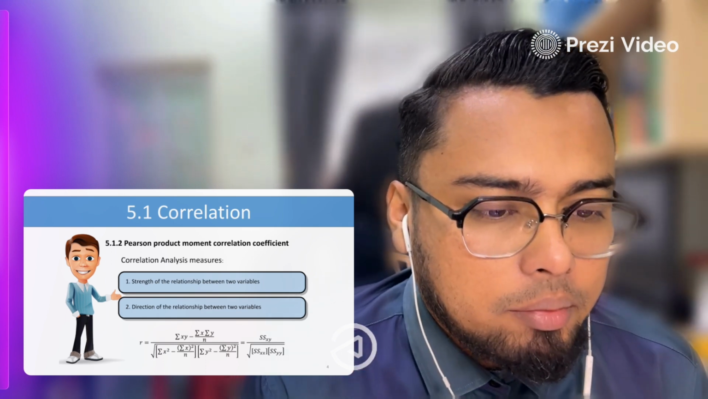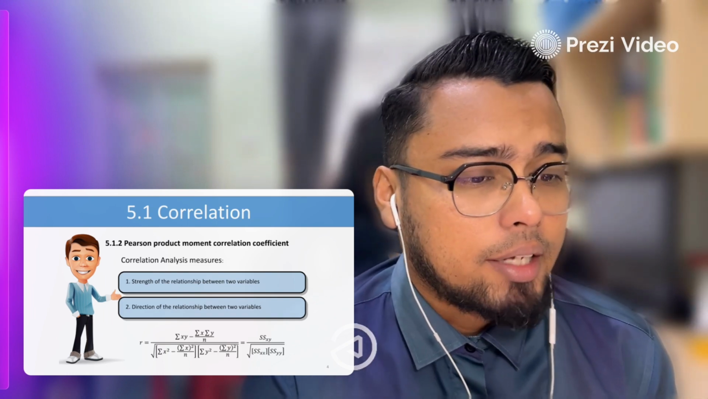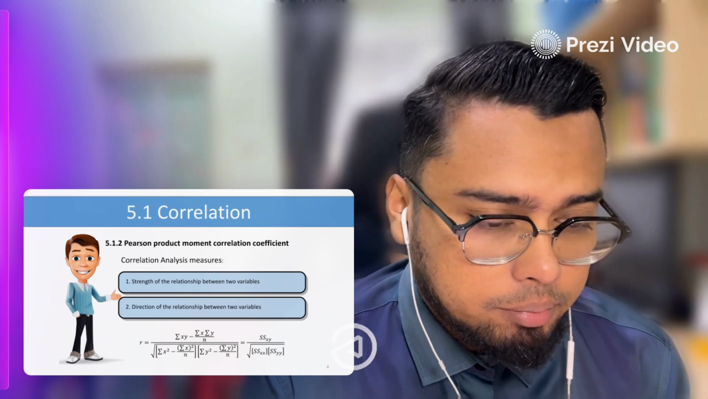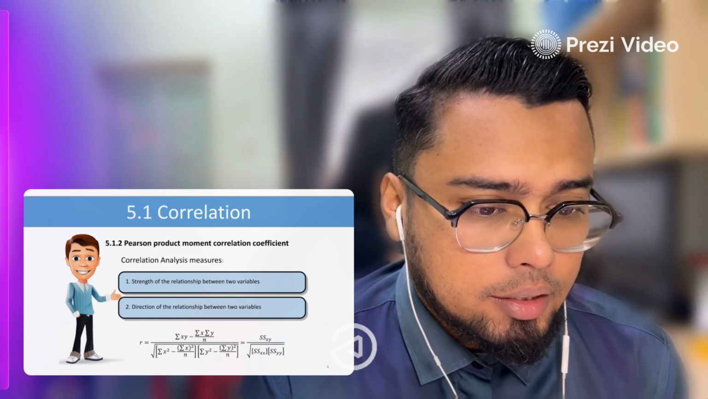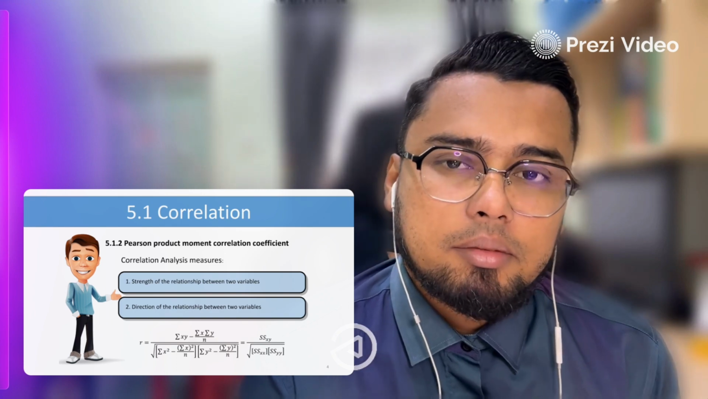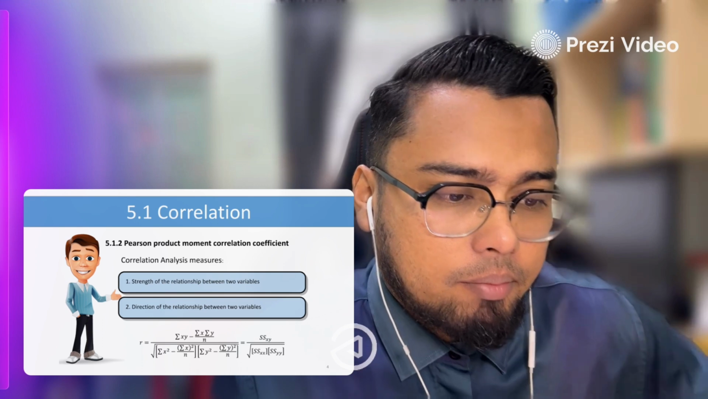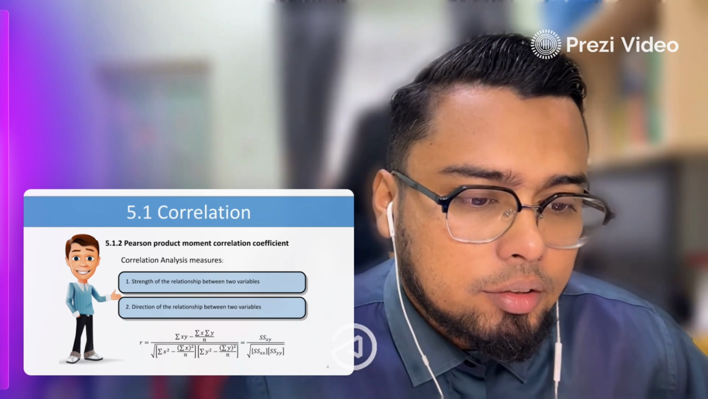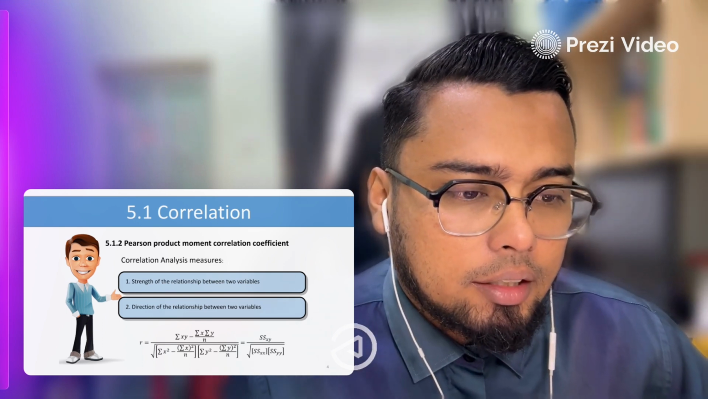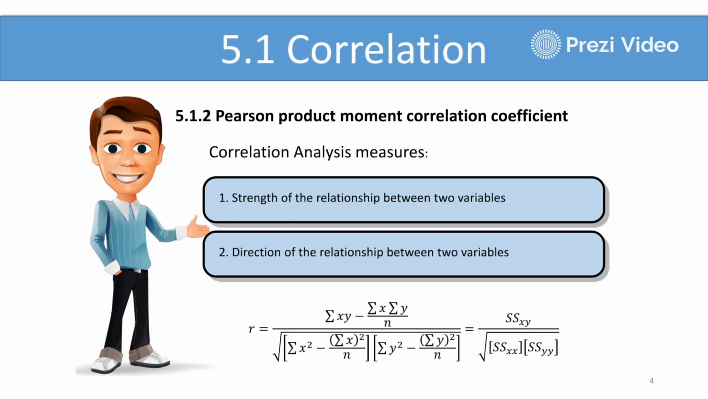We know about the strength. Strength here means the magnitude. How strong is that relationship? And then also the direction of the relationship, whether it is a positive or negative relationship. So the formula is given like you see on the slides. Don't worry, the formula is also given in the final exam.